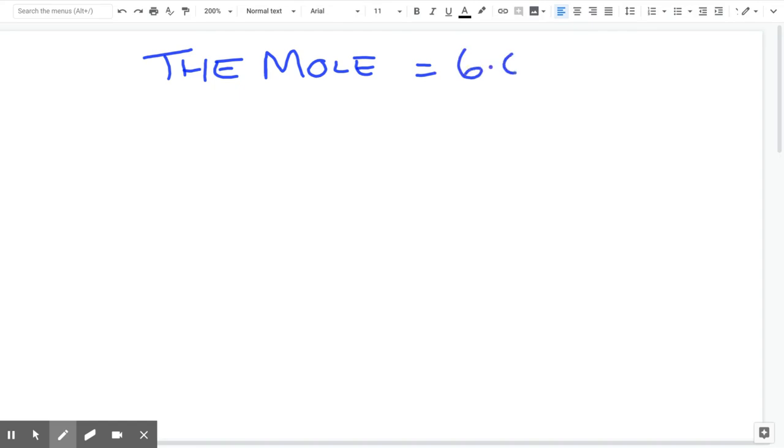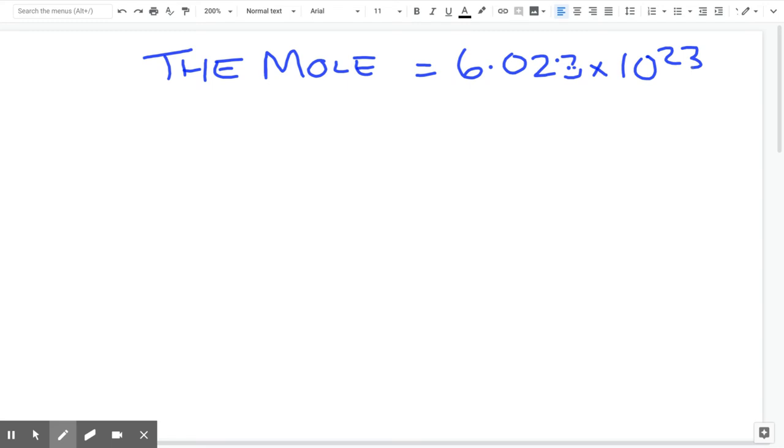It is 6.023 times 10 to the 23. So it's a very big number. But in the same way that a dozen is a fixed value, 12, the mole is a fixed value as well. And we use this so that we can compare the same number of atoms in a reaction.